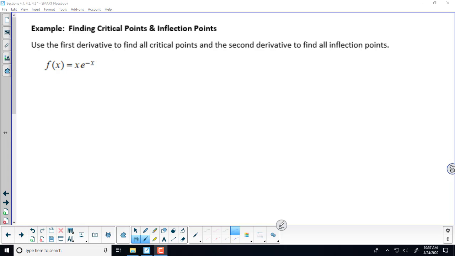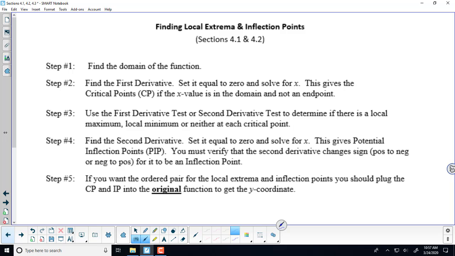Okay, here is an example that is a combination of sections 4.1 and 4.2. 4.1, finding critical points, and 4.2, finding inflection points. All right. Now, I will post this document so you can see this, but here are the steps that you go through, what you do with the first derivative, what you do with the second derivative, etc. So please use this as you go through and practice these things.